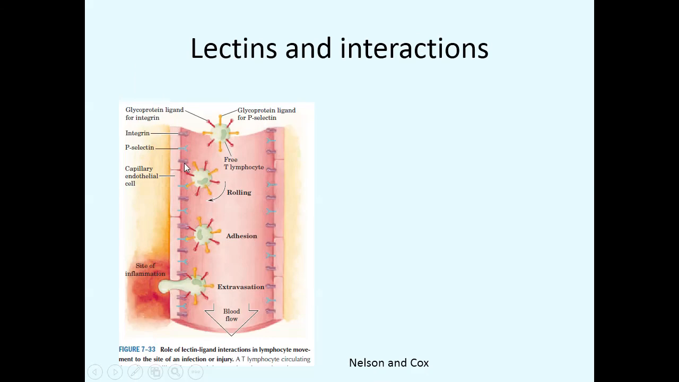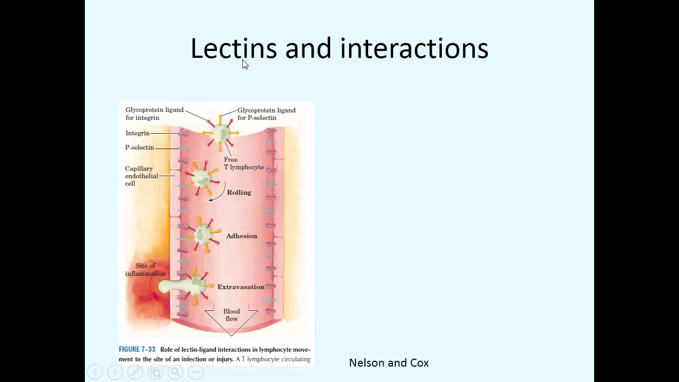Carbohydrates present on the surface of the cell are also important for cell-to-cell interaction. There are several different types of carbohydrate binding proteins present on the cell surface. One such type of binding proteins are called lectins. This figure shows the process of leukocyte extravasation. Leukocytes float freely in blood.